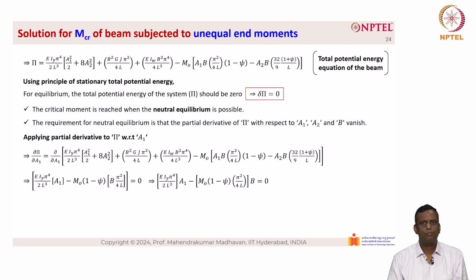Again, this can be much simplified further, which is given as EIy into pi power 4 divided by 2L cube into a1 minus m naught into 1 minus psi into pi square by 4L into b, which is equal to 0. This is equation 5.